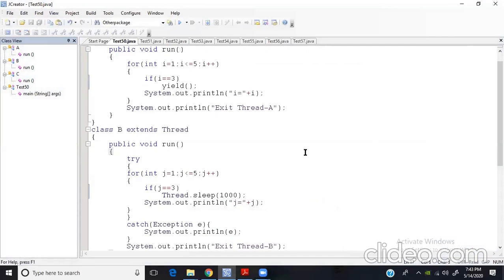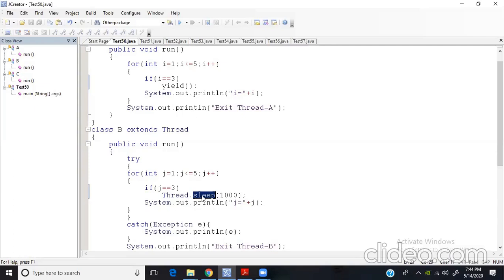And if you view the code thoroughly, one more thing I have done: when I'm calling this sleep method, that must be written inside a try block. Fine. Because this sleep method throws an exception, which is called InterruptedException. Though I have not mentioned the name over here, I have declared only the Exception class. But the type of exception this sleep method can throw is an InterruptedException.